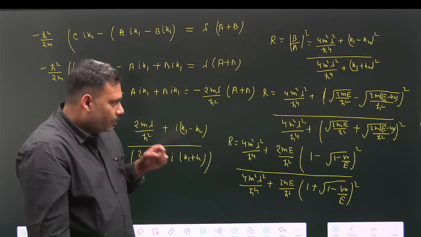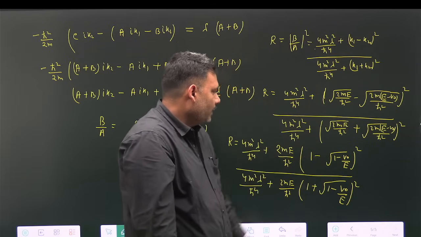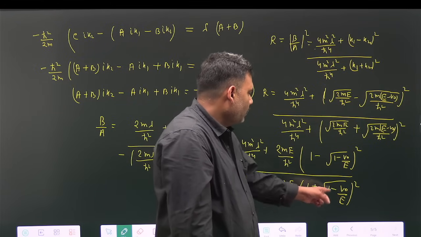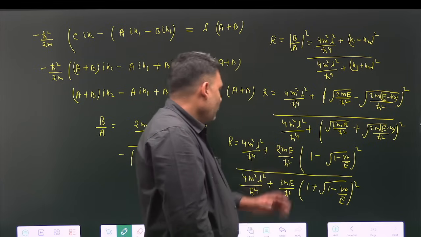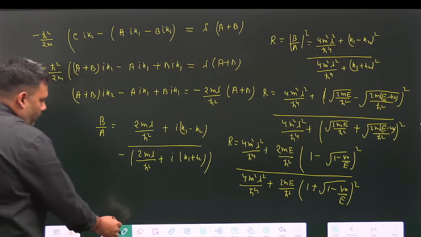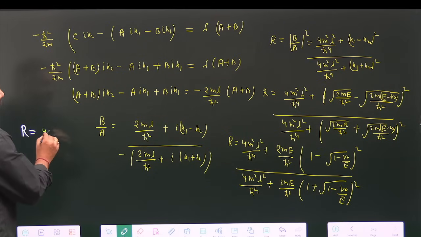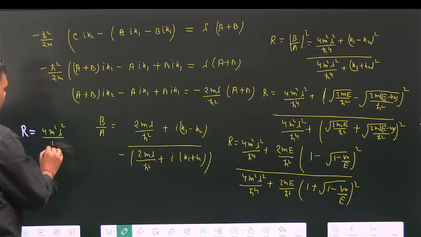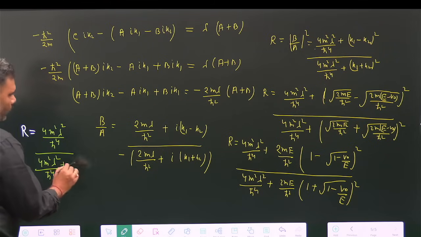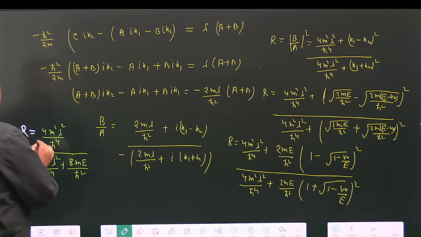So now let us see what is going to happen. If V0/E tends to 0, then this value is 0, so 1 minus 1 is 0, and this whole term will vanish. Here 1 plus 1 will remain, so this is 2, we will square it, then it will be 4 times, so this will be 8. So what will be this reflection coefficient? This reflection coefficient is 4m²λ²/ħ⁴ upon 8mE/ħ². So this is approximately this value.